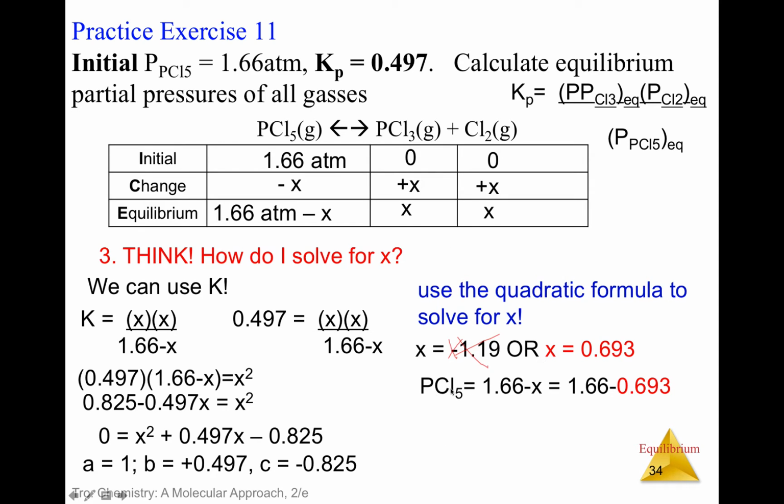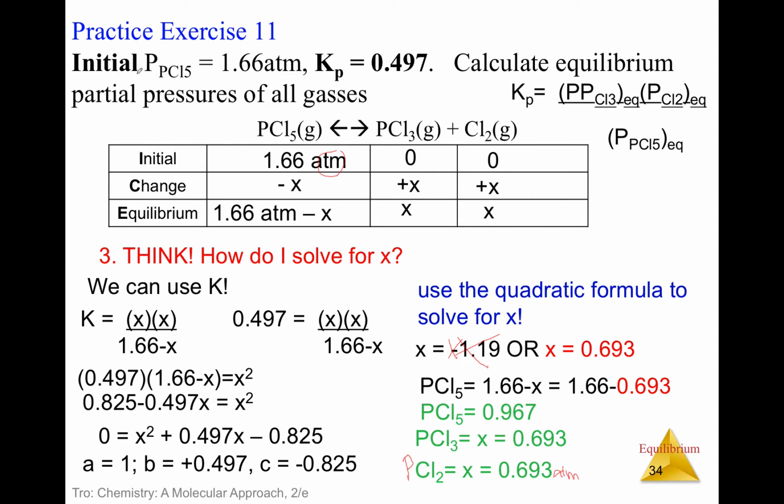I know my partial pressure of PCl5 is 1.66 minus x. So that's 1.66 minus 0.693, which gives me a partial pressure at equilibrium for PCl5 of 0.967 atmospheres, ATM. Next, we need our partial pressure of PCl3, which is x. So that's 0.693. And lastly, our partial pressure of Cl2 is also x. So that's 0.693, and these are atmospheres. So all of these have units of atmospheres, which are the units that were given to start. And that's how we solve the problem.